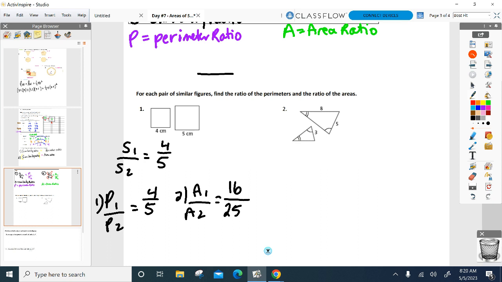All right, here you go. Number 2. Before I start anything, what's the side ratio? Ooh, you're going to have to do a little work here now, right? What does that 3 match up with? And how can you tell what it matches up with?